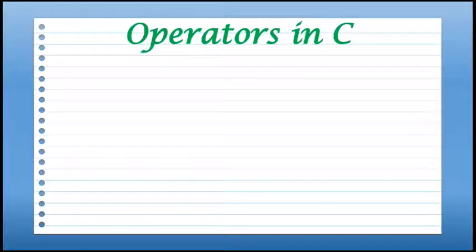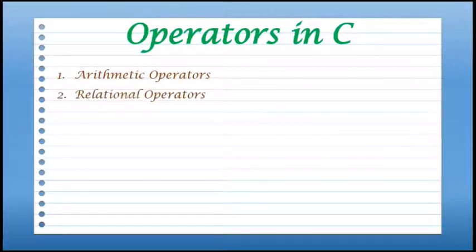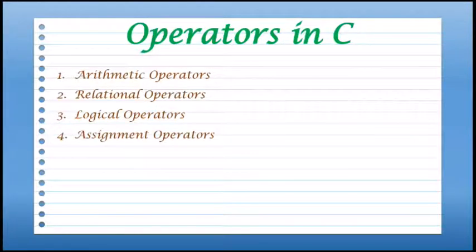C supports a number of operators which are already built in. C operators are classified into a number of categories. So the first one is arithmetic operators. Second, relational operators. Third one is logical operators. Next, assignment operators.